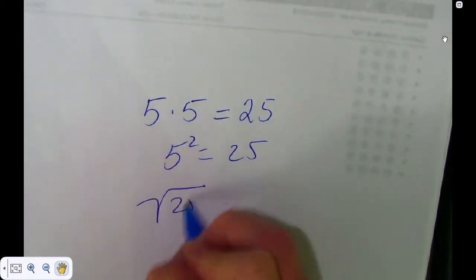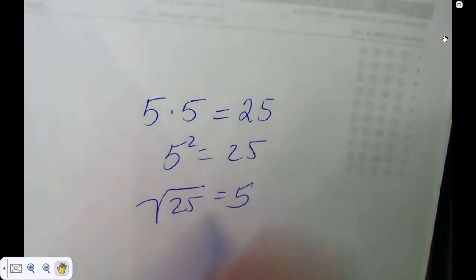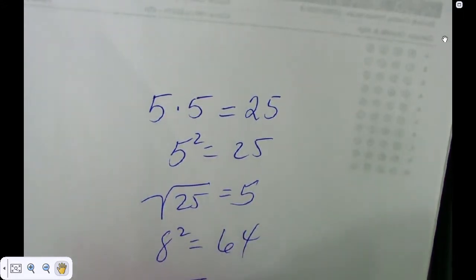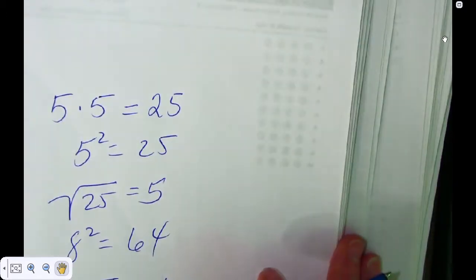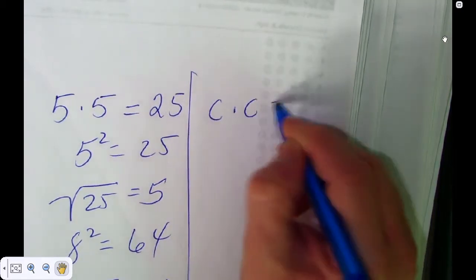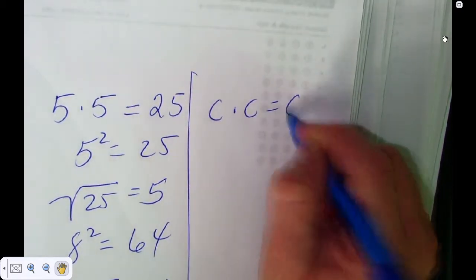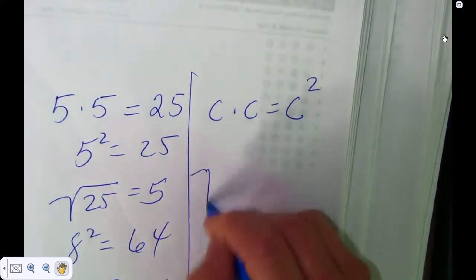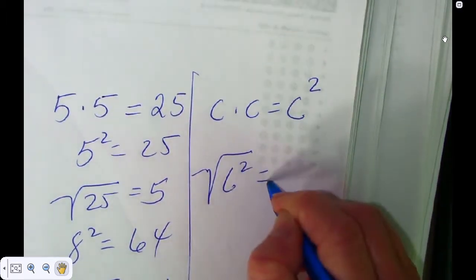The square root of 25 is what? See, y'all are good at that. So 8 squared is what? And the square root of 64 is 8. I don't know why, but you put letters and people get confused. So C times C is what? C squared. Right? So the square root of C squared is?